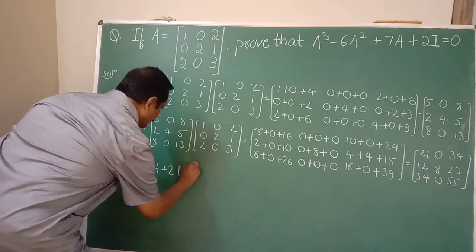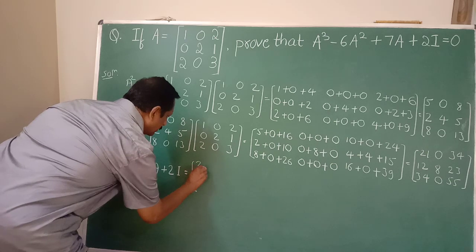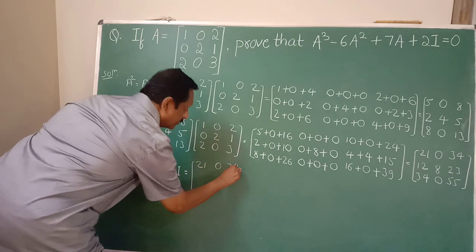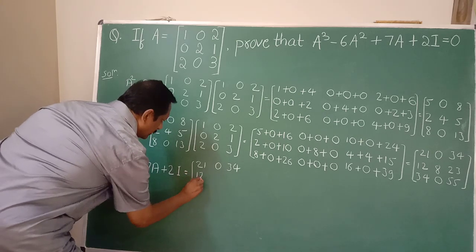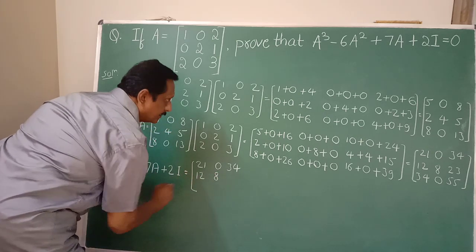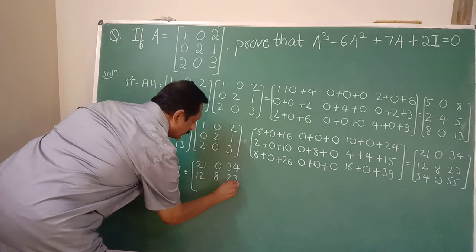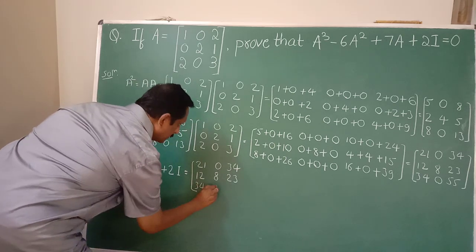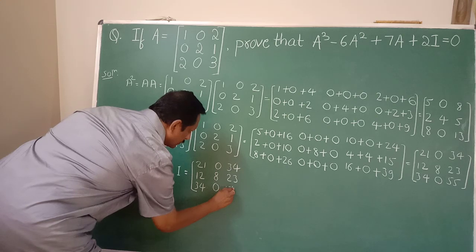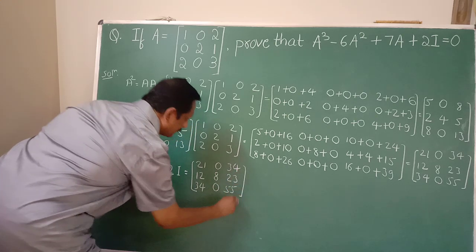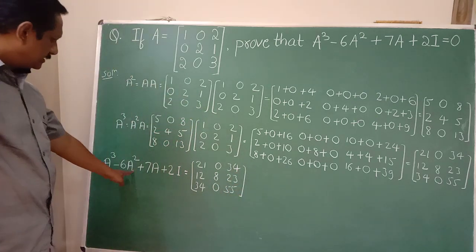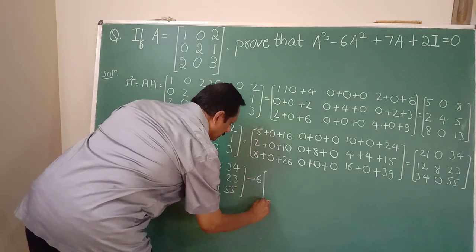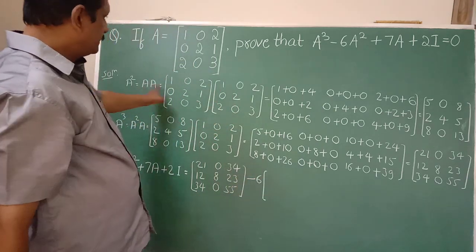So right here 21. So 0, 34, then 12, 8, 23, 34, 0, 55. Okay. 6 into A square here, minus of 6 into A square is this matrix here.